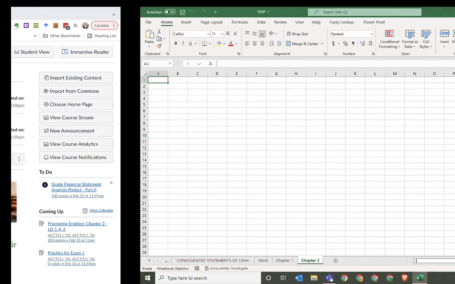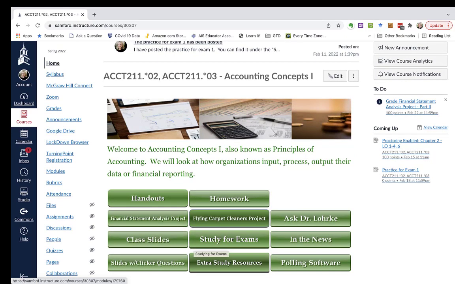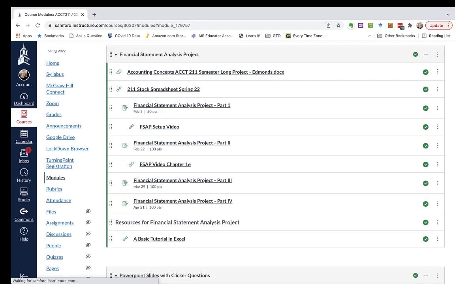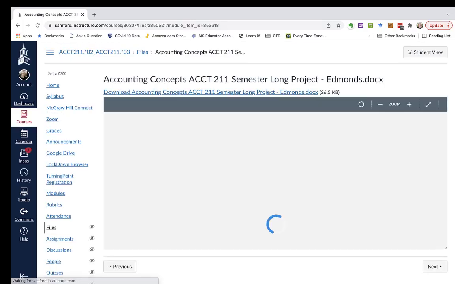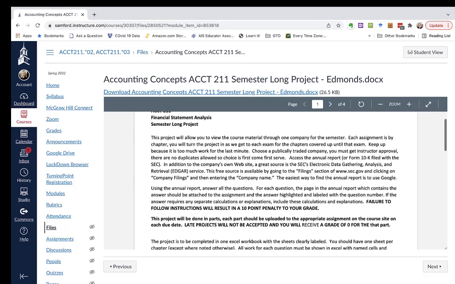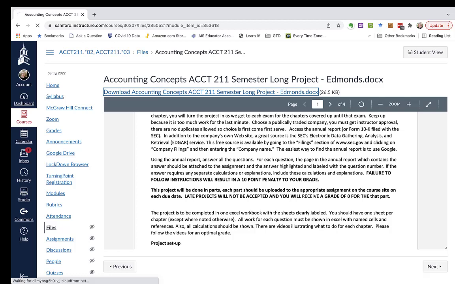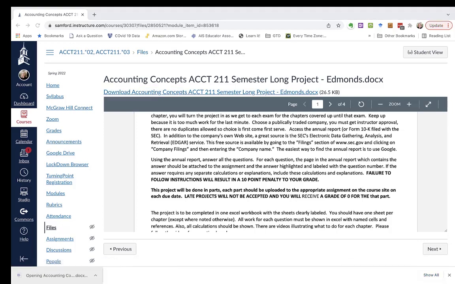So go on to the course website, unless you have it saved someplace else. You're going to go down to the Financial Statement Analysis Project and up to the top where the project is. And you can see that we have the project right here. I'm going to go ahead and download it. Again, if you've already done this, you can just open the document.